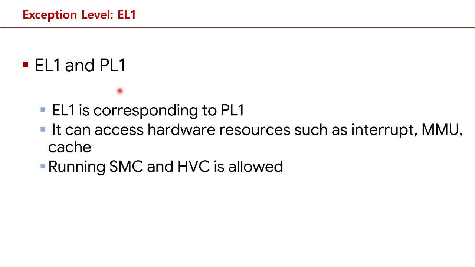Now that we understand the concept of exception level 1 and how the software can configure hardware resources in the Linux kernel at exception level 1, in the next lecture we will explore exception level 2, where the hypervisor runs.